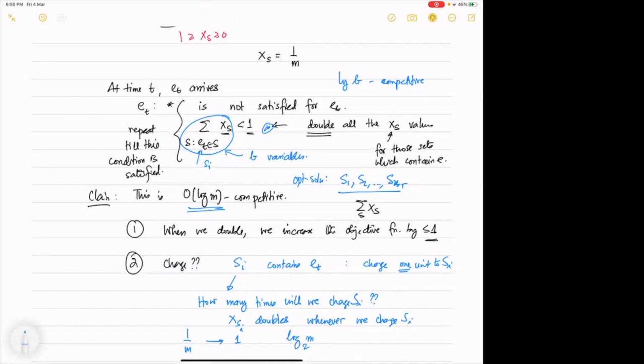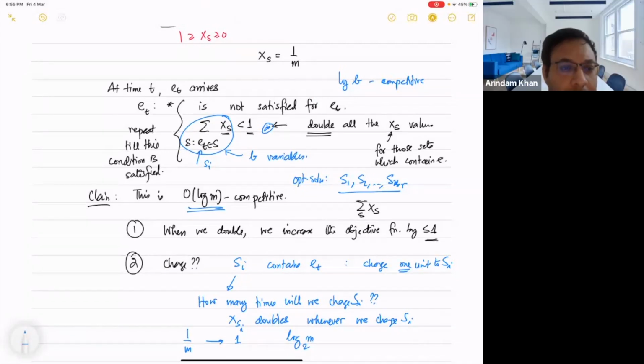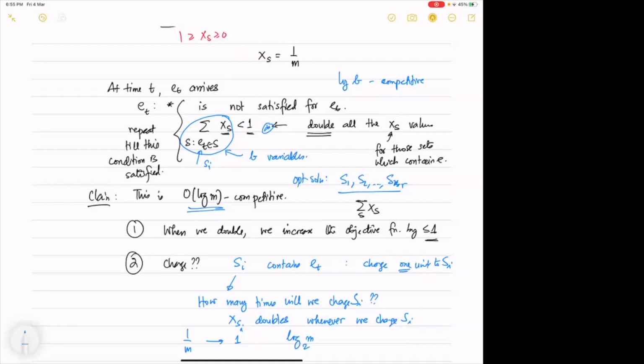So then you can get a log of b competitive algorithm. What you can think about is how to do that. Instead of initializing as 1 over m, you can initialize these as 1 over b. And you get a log of b competitive algorithm.